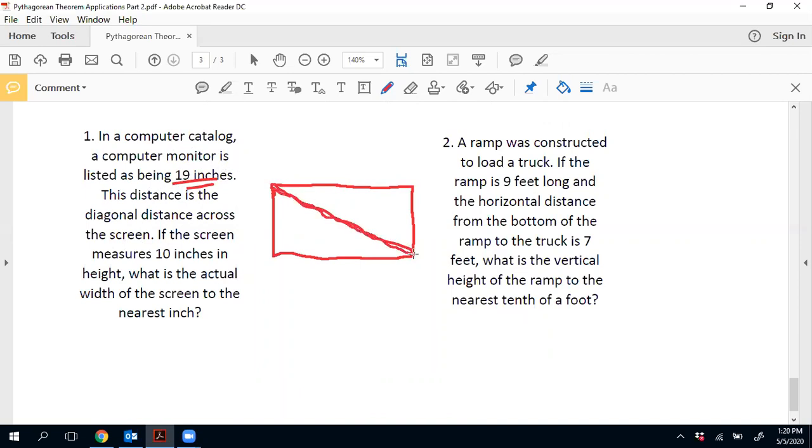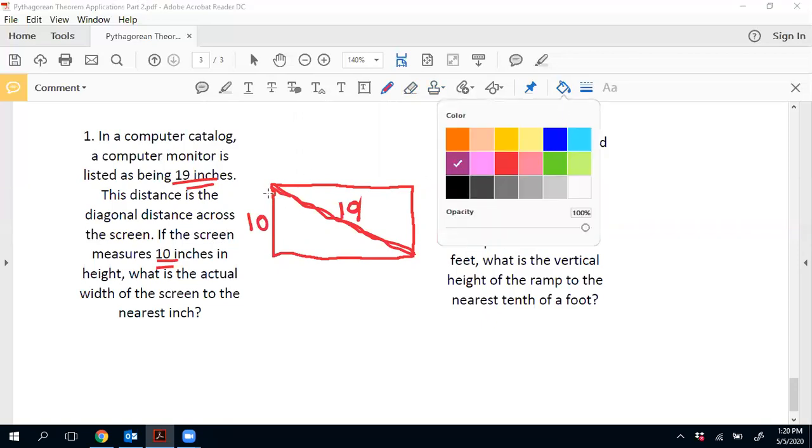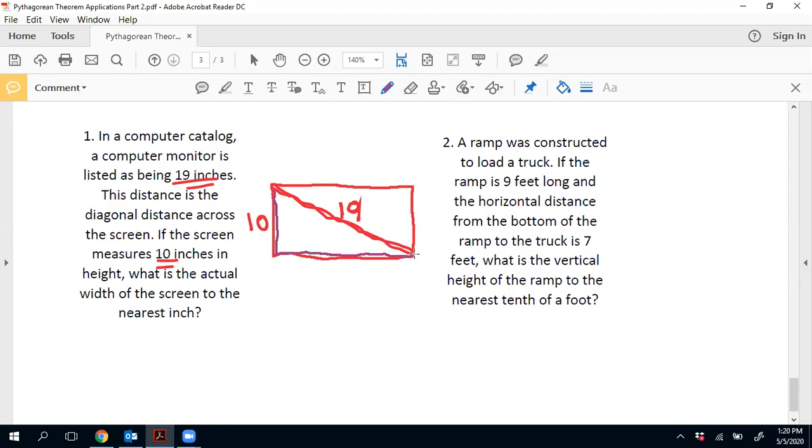So anytime we're thinking about a diagonal line, we're starting to think about a right triangle. So I fill in my diagonal as 19. They also tell us that the screen is 10 inches tall, so I can fill that in as 10. What shape are you now looking at? A right triangle. Absolutely. Across from that right angle, we have 19. In this question, 19 is the value of which letter? C. Good, because anytime across from the right angle, you have C.